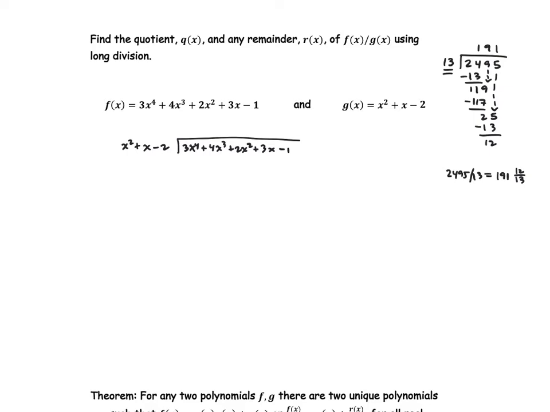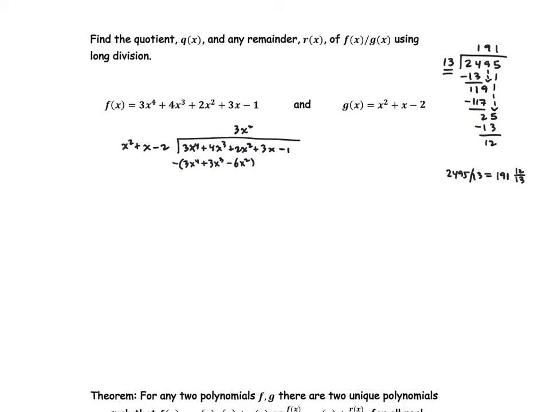Okay, now what I'm going to do is find out how many times x squared goes into 3x to the 4th. So 3x squared times x squared is 3x to the 4th. So I'm going to put a 3x squared appropriately above its like term 2x squared. Now I'm going to multiply through. So 3x squared times x squared is 3x to the 4th. 3x squared times x is 3x to the 3rd. 3x squared times -2 is a -6x squared.